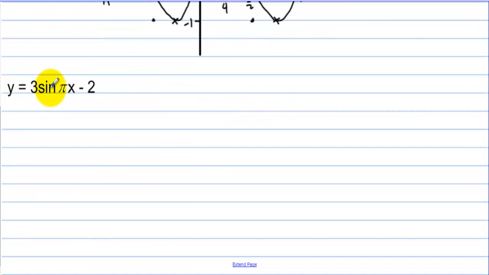Y equals 3 sine of pi x minus 2. Now there's no parentheses, so this minus 2 is on the outside. There's a value in front of x, which is pi, so the period will change. And the new period is 2 pi over pi, which is 2. And it's okay that we don't have a pi in the period. It doesn't matter whatsoever. We're just going to make that fourth mark a value of 2.